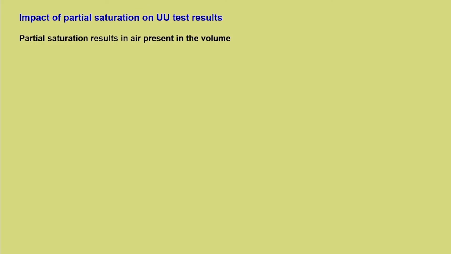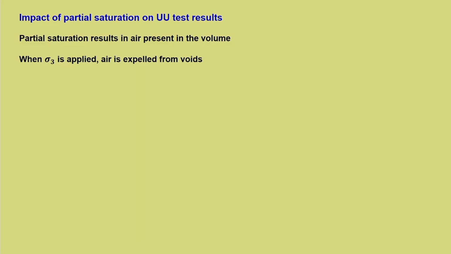Now, it is quite understood that whatever we are discussing is with respect to saturated soil. What would happen if there is improper saturation for the soil sample? That is what we will see in this slide. Partial saturation results in air present in the volume. This is also known to us. When sigma 3 is applied and there is air present, what will happen? As you apply sigma 3, air tends to dissolve into the water and hence the voids tend to close.